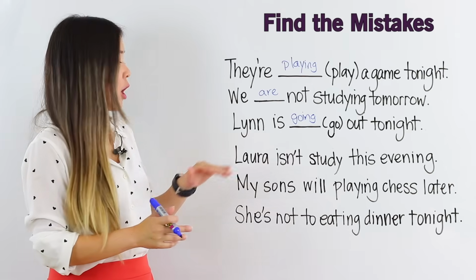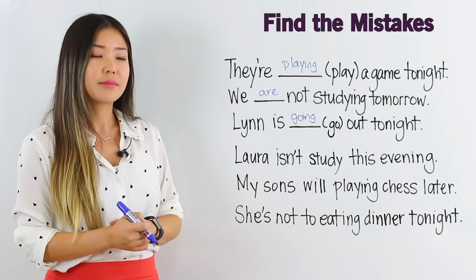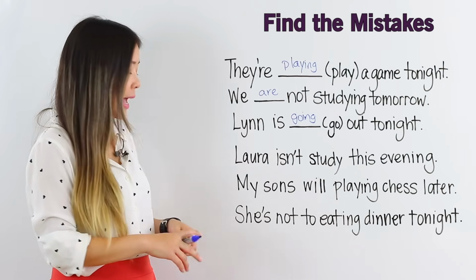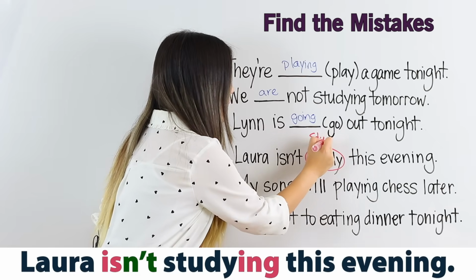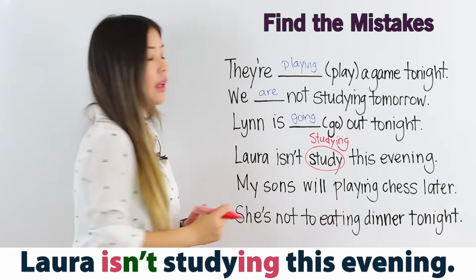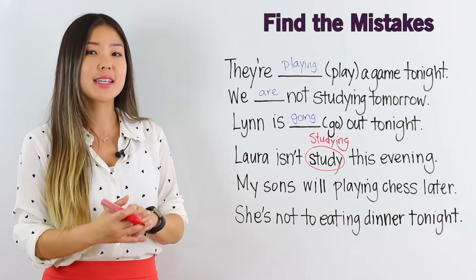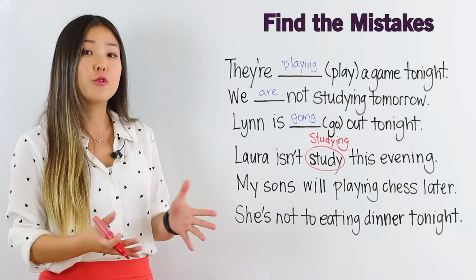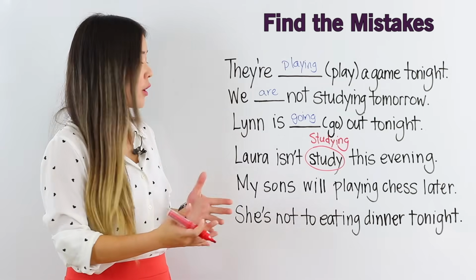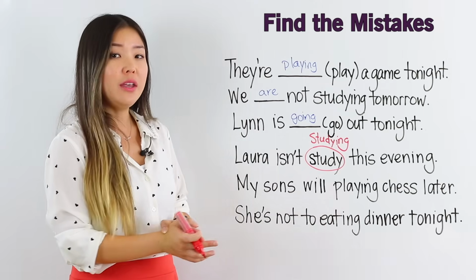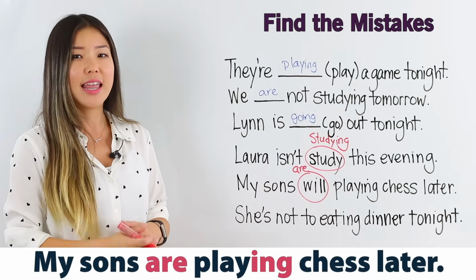The next sentence says, Laura isn't study this evening. Can you find the mistake? Remember, we have to add ing to the end of the verb. So we need to say, Laura isn't studying this evening. The next sentence says, my sons will playing chess later. We are talking about a future plan, so you might be tempted to use will. However, instead of saying will, we use the be verb. My sons are playing chess later.